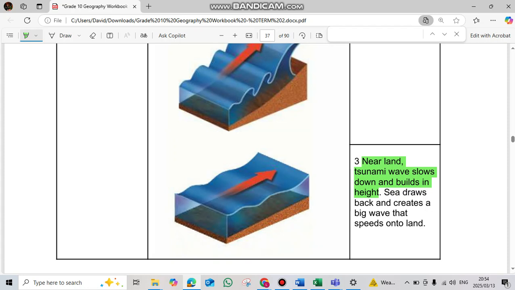The sea first draws back. So in other words, we have this backward movement, almost like a low tide. And then it creates a big wave that speeds towards the land.